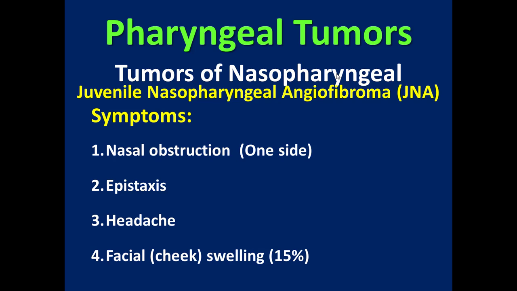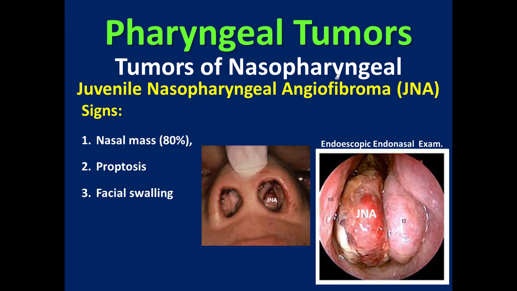Tumor of the nasopharynx, the angiofibroma, the symptoms: nasal obstruction, almost unilateral, severe recurrent epistaxis, headache, and sometimes facial cheek swelling and pain. On examination, you can see the mass in the nasal cavity up to 80%. Sometimes there is proptosis of the eye and facial swelling. And here you see the angiofibroma on examination, and this is the angiofibroma in endoscopic examination.